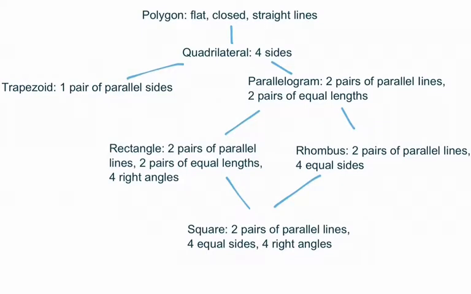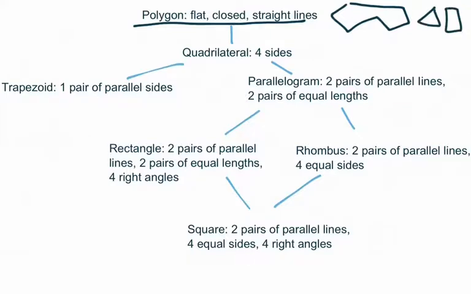So all of these shapes are polygons. A polygon is flat, closed, and made of straight lines. So I could make this crazy thing. That's a polygon. I could make that. That's a polygon. I can make that. That's a polygon. This one technically isn't because I didn't have it closed. Oops. Okay. But underneath that, we have quadrilaterals. It's the same thing. It has to be flat, closed, and straight lines, but it has to have 4 sides.